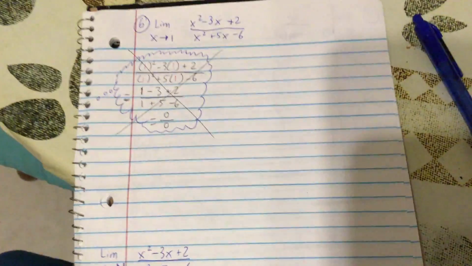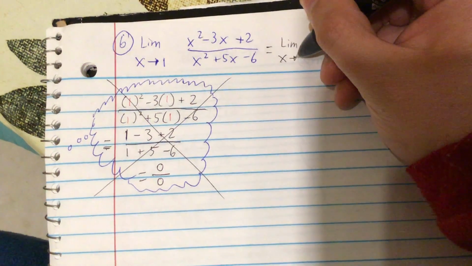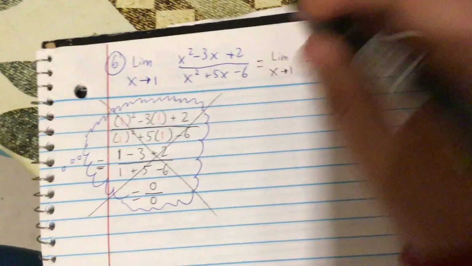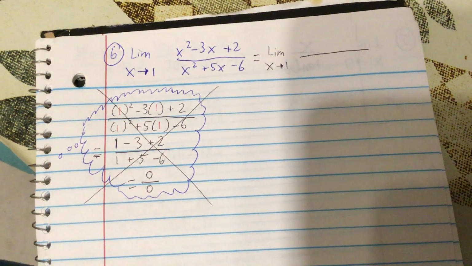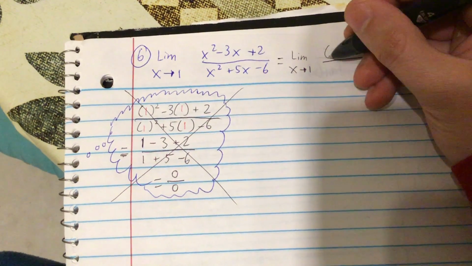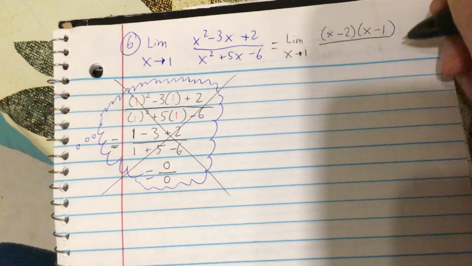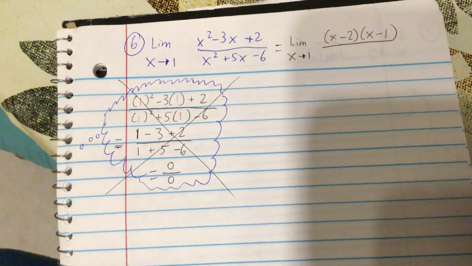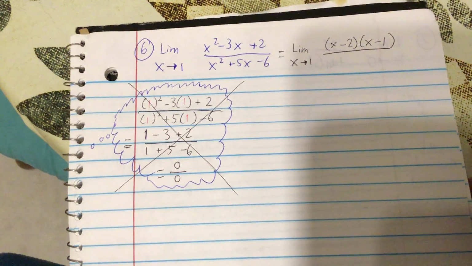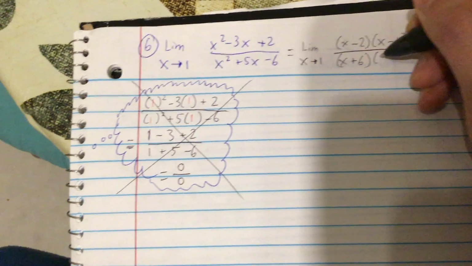So I'm going to do this problem using factoring, just to keep your mind sharp. So the limit as x approaches 1, and I want to factor the top. What two numbers multiply to positive 2 and add to negative 3? Well, it has to be a negative-negative combination, specifically x minus 2, x minus 1. What two numbers multiply to negative 6 and add to 5? Well, x plus 6, x minus 1.